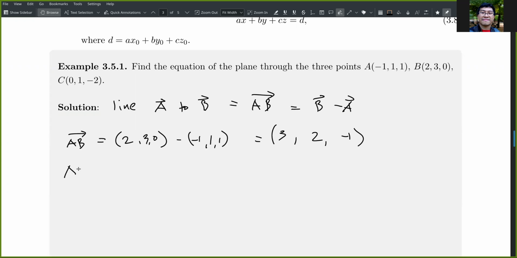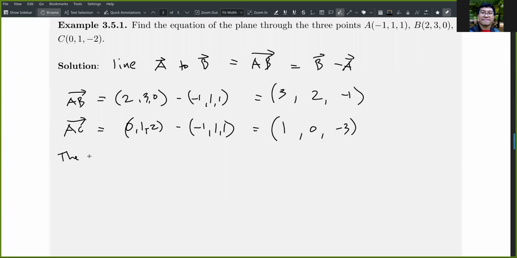Also, if you want to connect A and C, that would be 0, 1, minus 2, minus negative 1, 1, 1, or 1, 0, and minus 3. The cross product of these two is perpendicular to the plane.